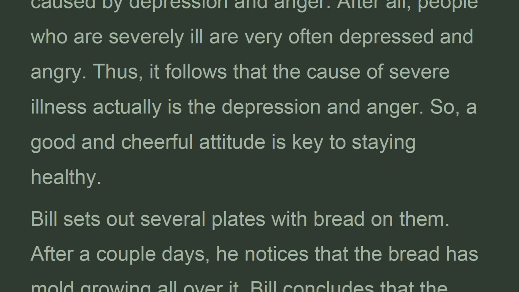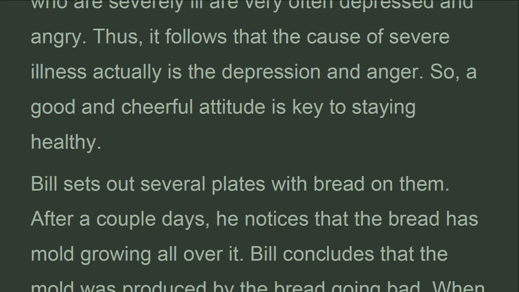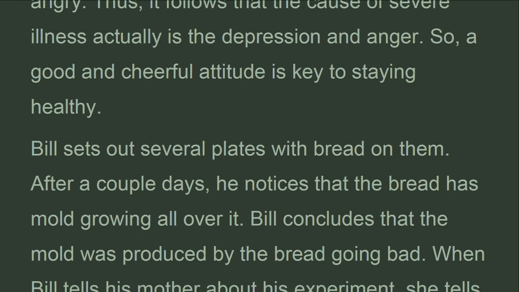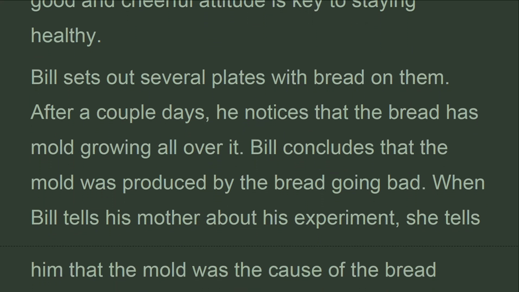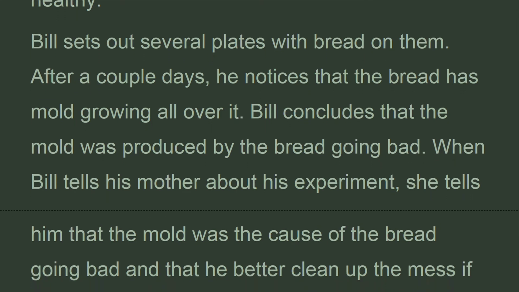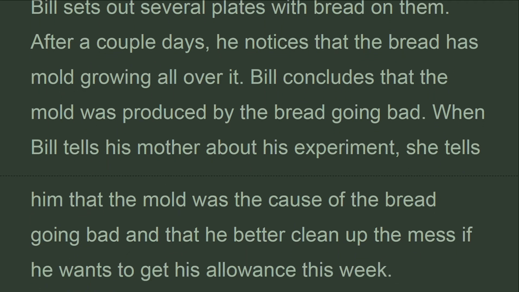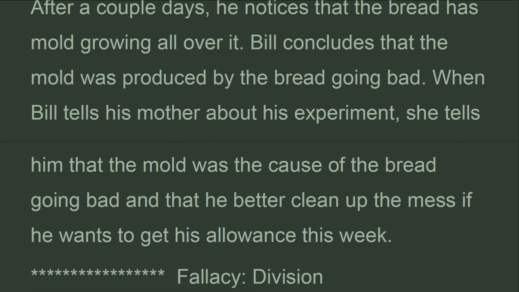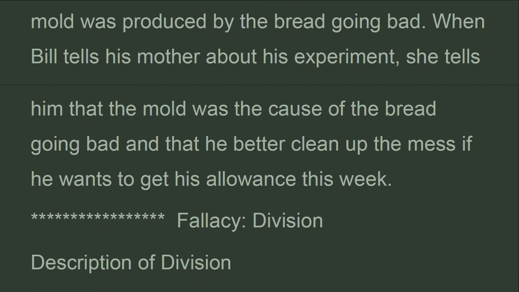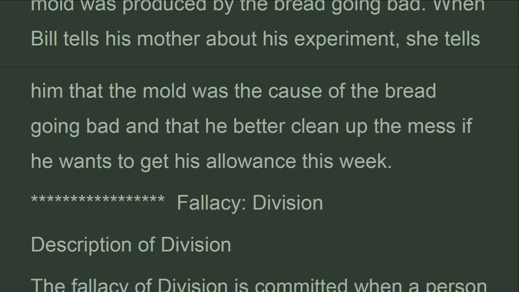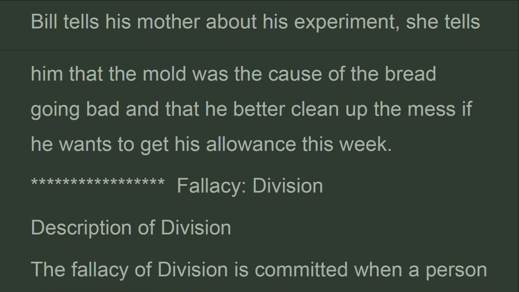Bill sets out several plates with bread on them. After a couple days, he notices that the bread has mold growing all over it. Bill concludes that the mold was produced by the bread going bad. When Bill tells his mother about his experiment, she tells him that the mold was the cause of the bread going bad and that he better clean up the mess if he wants to get his allowance this week.